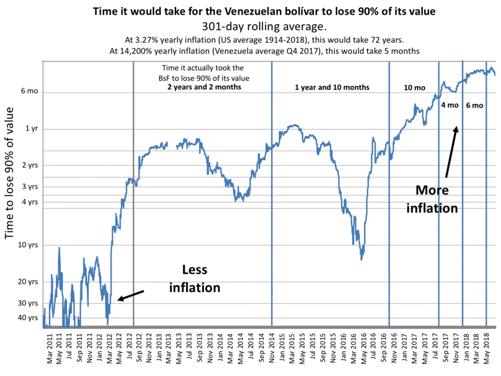10 most severe hyperinflations in world history. Units of inflation. Inflation rate is usually measured in percent per year. It can also be measured in percent per month or in price doubling time.